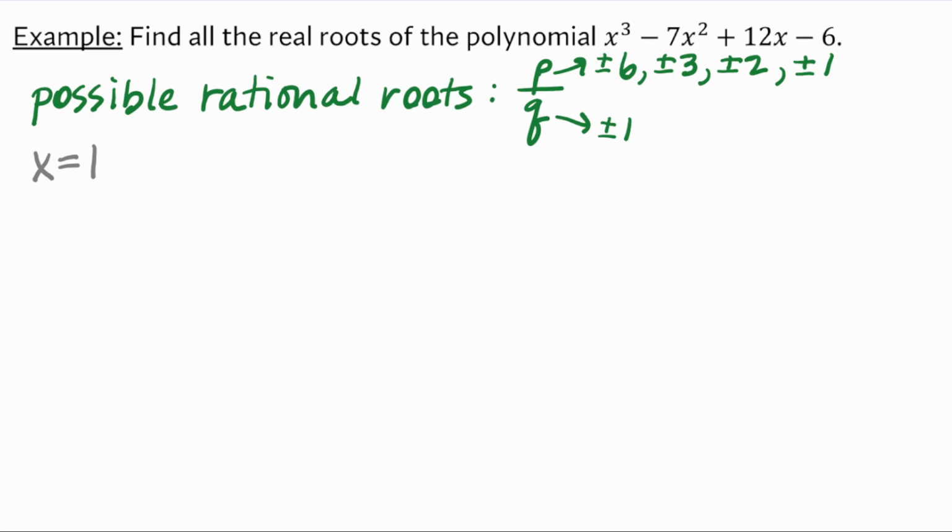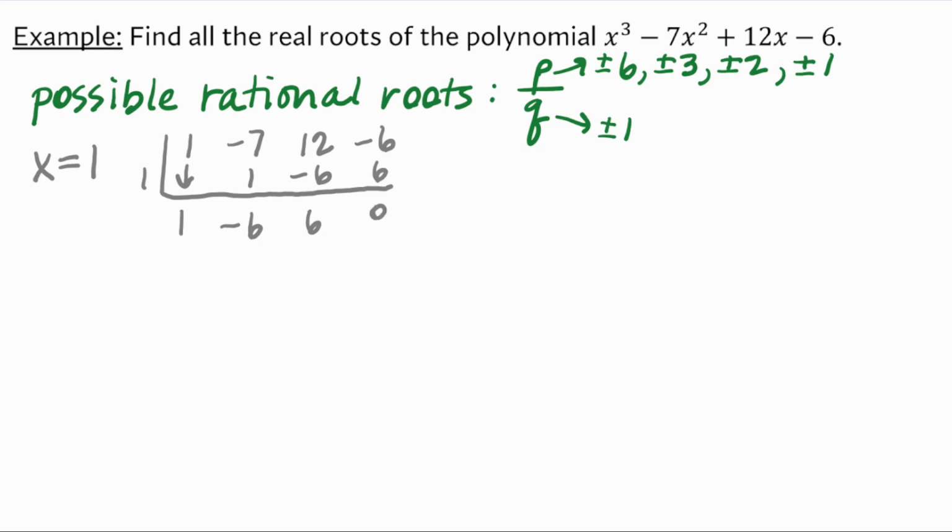And one way that we've learned how to evaluate a polynomial is with synthetic substitution. So 1x to the 3, -7x to the 2, positive 12x, and -6. I set that up. I'm going to run 1 through there. I run through the algorithm like we have previously in this class. Okay, sure enough, I get 0. Okay, that's a good sign.